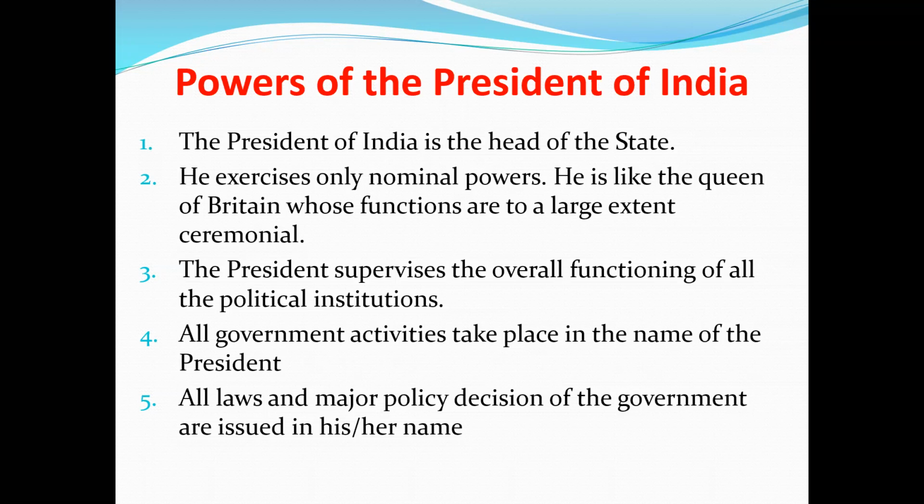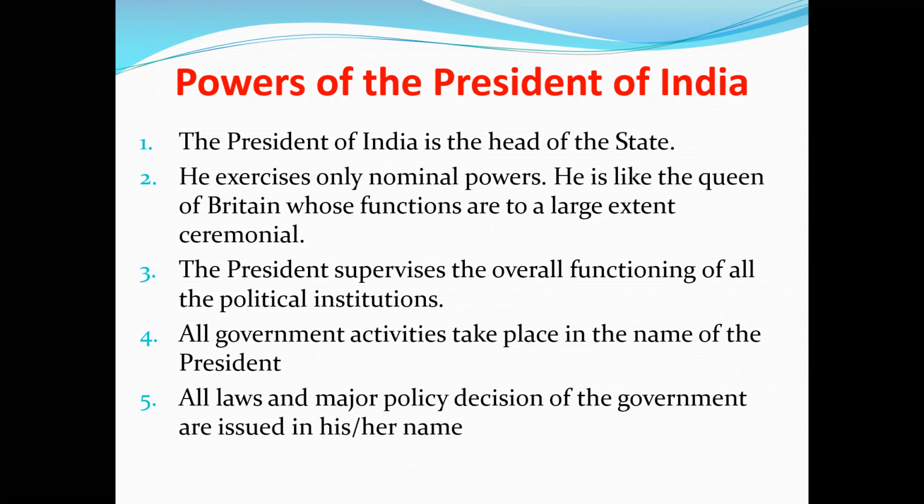The President supervises the overall functioning of all the political institutions. The Indian President functions just like a supervisor to control different political institutions. Like in the last phase, we discussed different institutions: Lok Sabha, Rajya Sabha, and the judiciary. So finally the authority is the President. The President watches the working system of Lok Sabha, Rajya Sabha and the judiciary also. All the government activities take place in the name of the President.